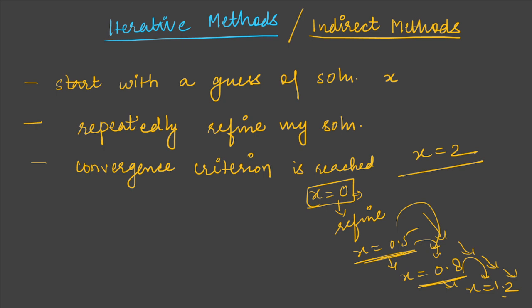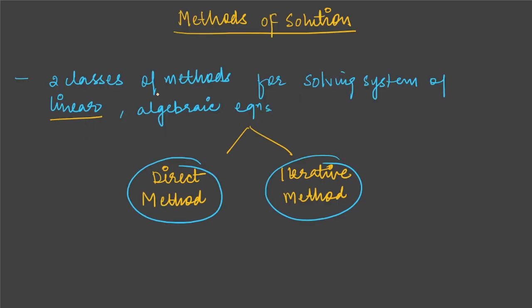But for now it was important for me to make you understand that there are two classes of methods for finding the solution of a system of linear or algebraic equations. They are direct and iterative, but here we are studying the system of linear equations.